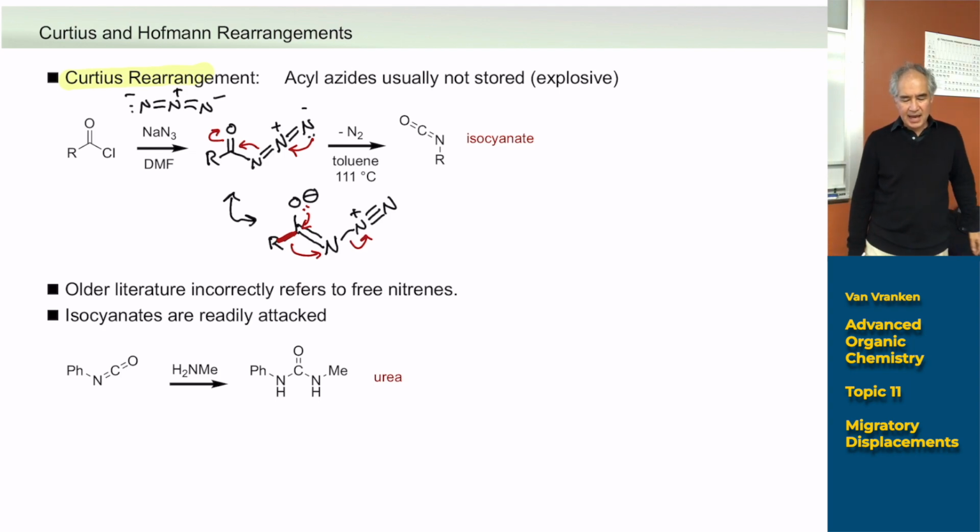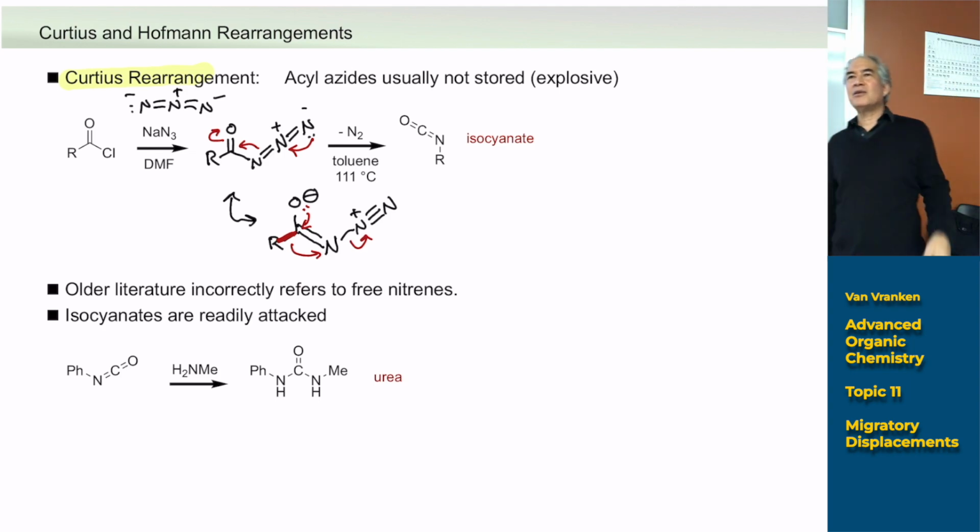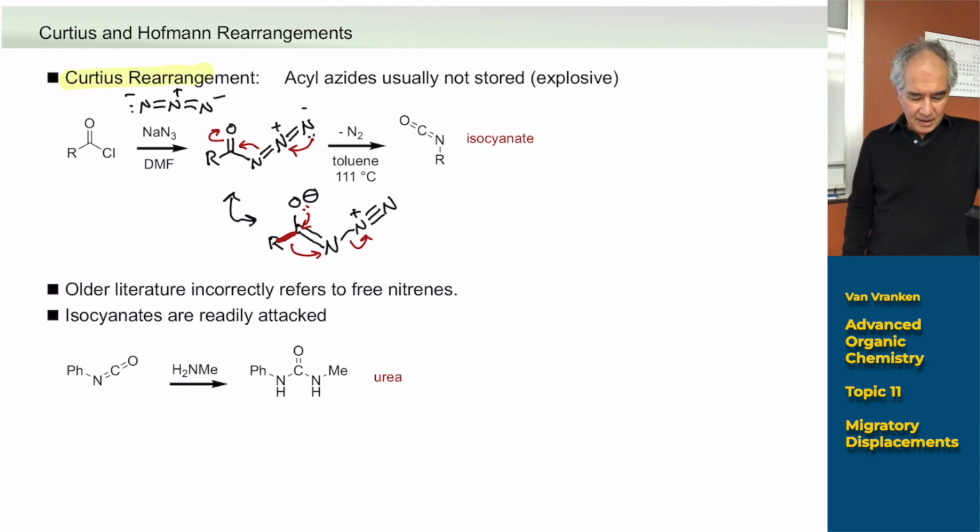So you lose nitrogen gas. You can see the nitrogen gas bubbling out of your reactions when you heat these things up. And the functional group that you generate now has this nitrogen-R bond. The R is now attached to nitrogen instead of the carbon. And this functional group is called an isocyanate. Isocyanates are also electrophilic on the carbonyl. It's very easy for nucleophiles to attack these carbonyls.